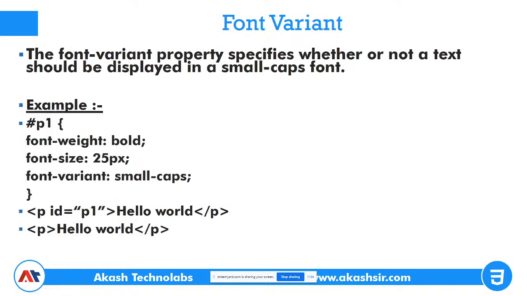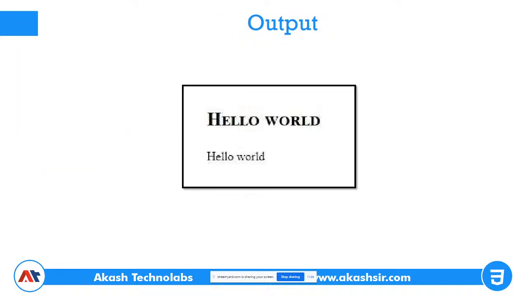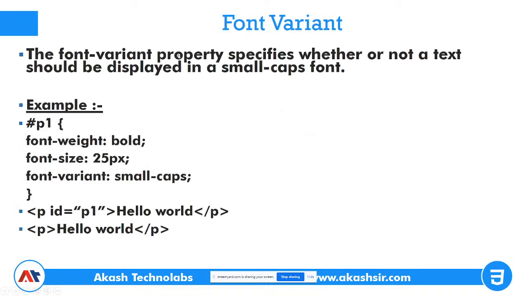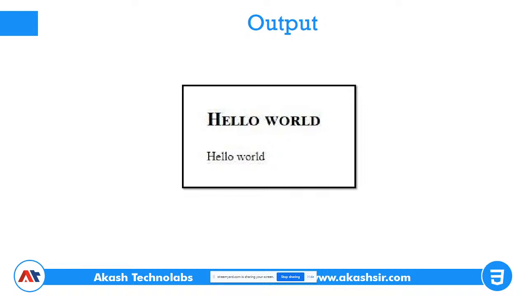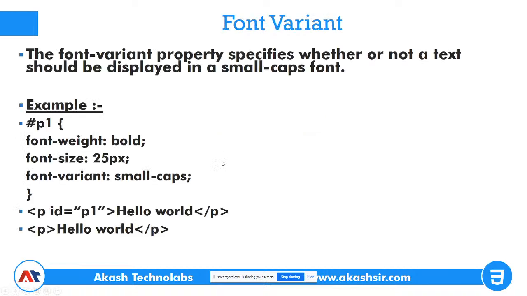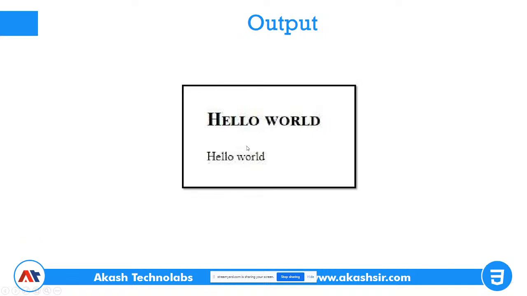Then font variant. Let me give you the output first. So you can see the font variant output is like this. For example, the font-variant property specifies whether or not a text would be displayed in a small caps font. For example, I want to display a font like this, right? Small caps, you can see. Here you can see it's a normal font, that is a P tag, right? But if I'm specifying an ID over here, you can see the difference between these two. It's a capital one, but it's a small one, right?